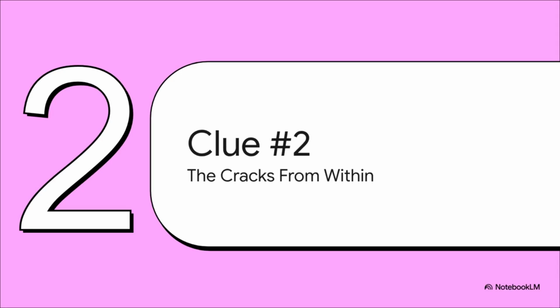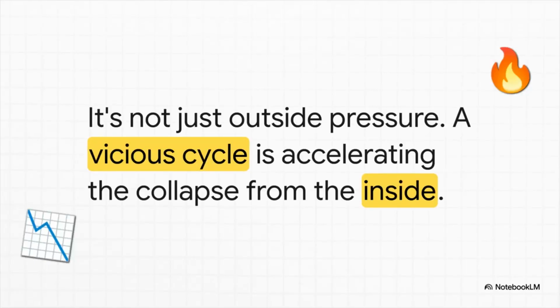But now let's turn to our second clue. Because while that squeeze from the outside is huge, it's actually being amplified by some really deep structural problems happening inside the country. These are the cracks from within. And we're not just talking about a random list of issues. No, what's really going on here is this incredibly dangerous self-reinforcing loop. You know, a vicious cycle, where one problem makes another one worse, which then feeds right back into the first one. It just keeps spiraling, accelerating the collapse.